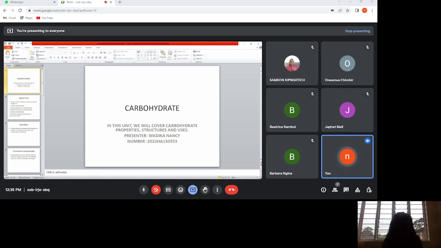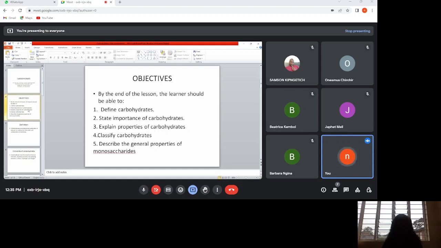So when you're looking at the carbohydrates, we need to know the following objectives. One, we have to define carbohydrates. Two, we have to state the importance of carbohydrates. Three, we have to explain the properties of carbohydrates. And four, we'll classify carbohydrates. And lastly, we can see if we can describe the general properties of monosaccharides.